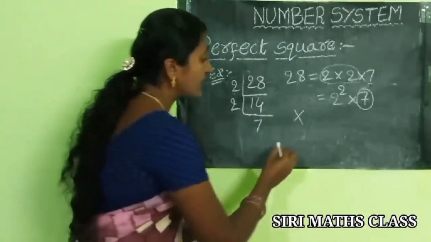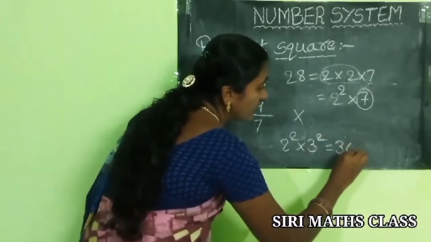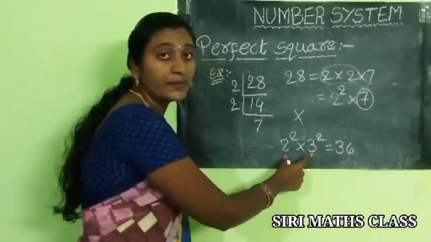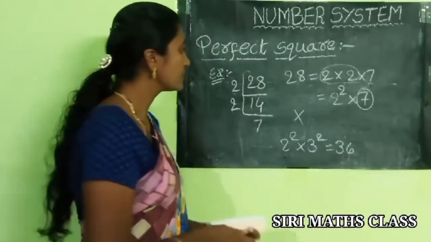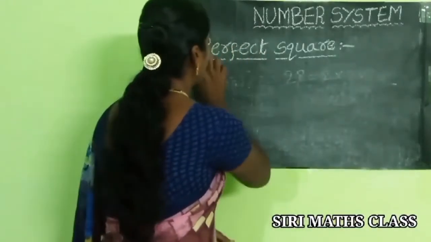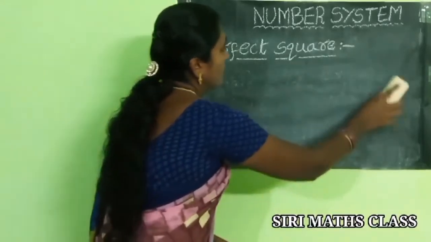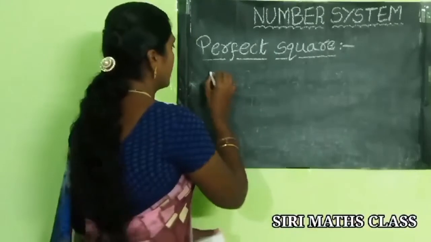36 we can write as 2 square into 3 square. Both are squares, that's why this number is called a perfect square. Okay, next we go to the properties of a perfect square.